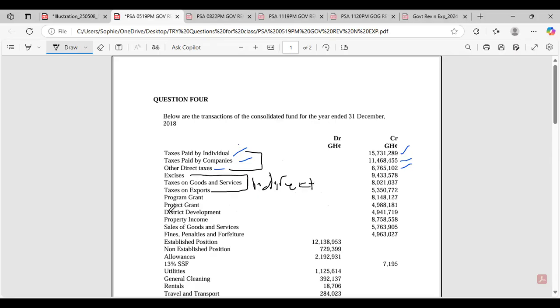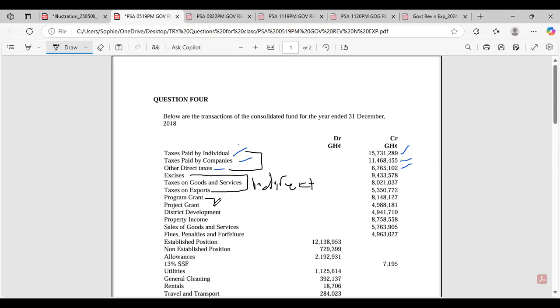We have program grant. Look at the question you asked. Have you seen program grant and what? Project grant. They are at the credit side. So this will tell you that under your revenue, you are going to have grant as a revenue. Please continue.